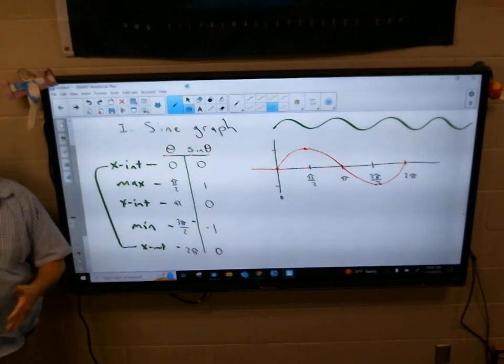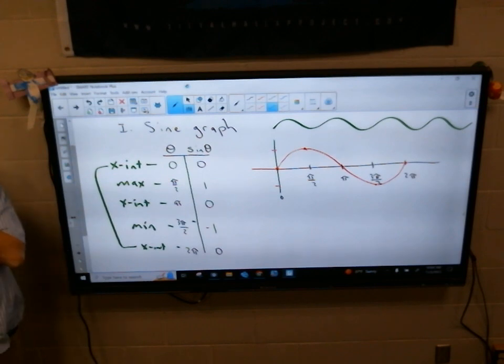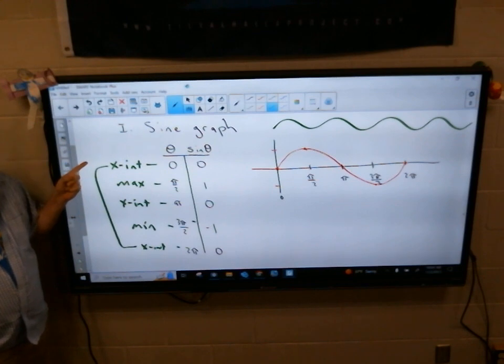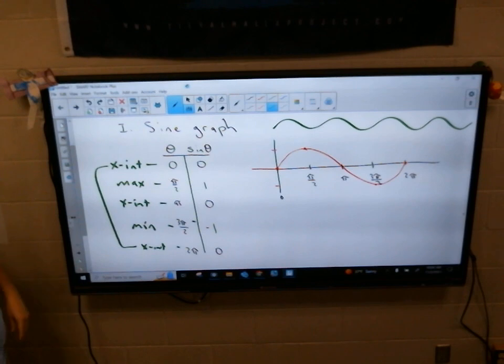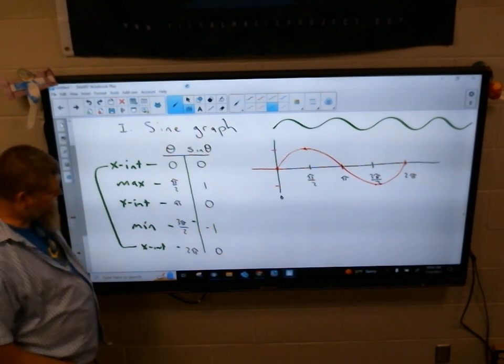Now, those are the 5 key points we want to find. We want to find the x-intercept, if you will. It's actually a midline, but we'll call it x-intercept for now. Then the maximum, where it goes back to the midline, the minimum, and where it goes back to. Those 5 key points. When we can find those, we can graph any particular function.